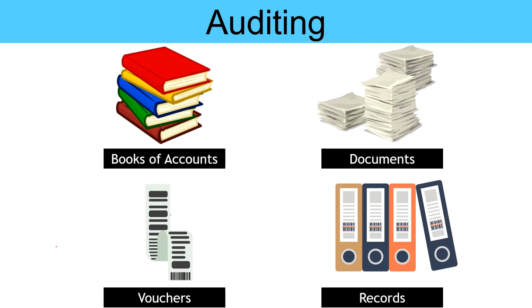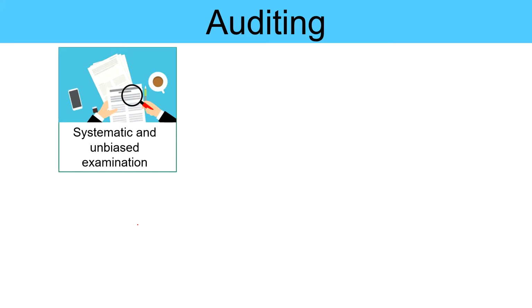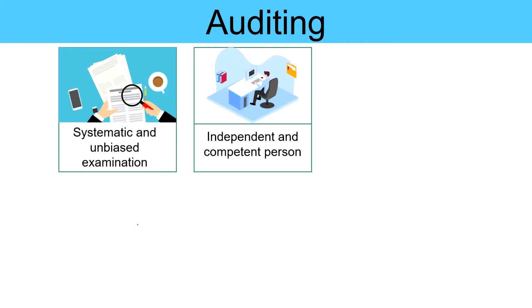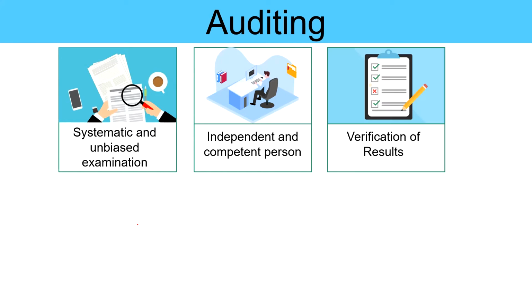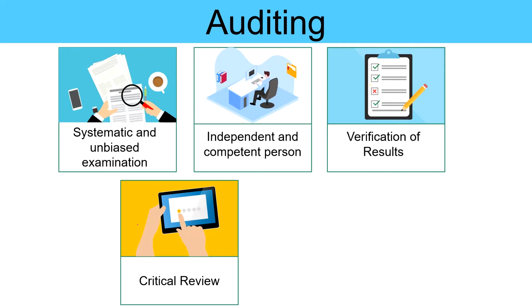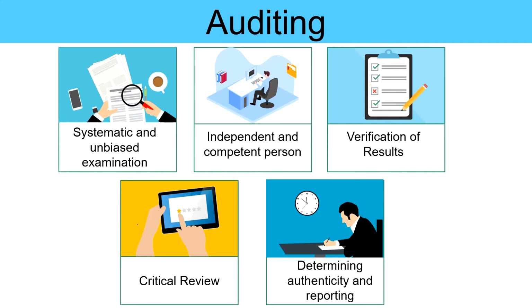Now let's talk about the features of auditing. So it's a systematic and unbiased examination of the books of accounts of a company. It is carried out by an independent and competent person or body of persons who have the relevant qualification. It involves verification of the results shown by the income statement and balance sheet of the company. Audit is a critical review of the accounting system and internal control system of an organization. The auditor determines the authenticity of the financial statements and reports the same.